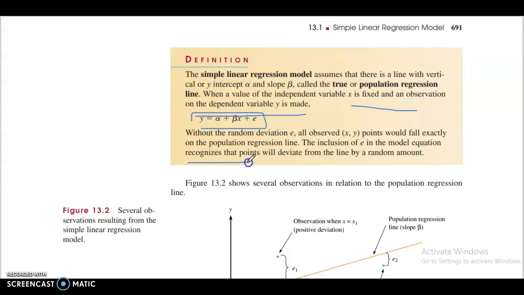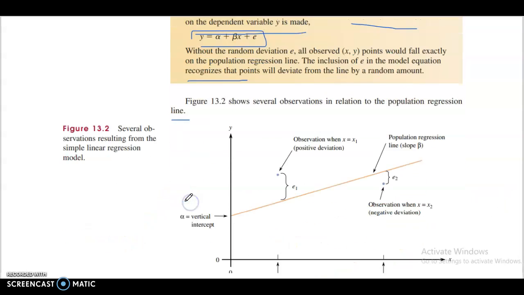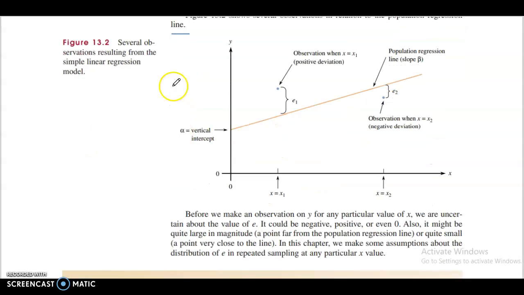The figure shows several observations in relation to the population regression line, several observations resulting from the simple linear regression model. On the x-axis, here x equals x1, here x equals x2. Here alpha is the vertical intercept. Observation when x equals x1 has a positive deviation.